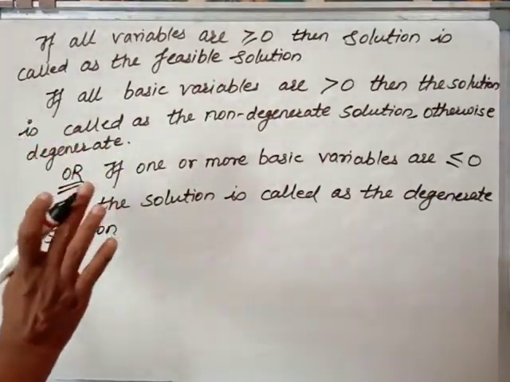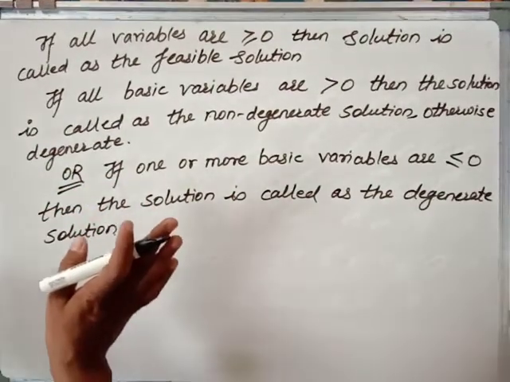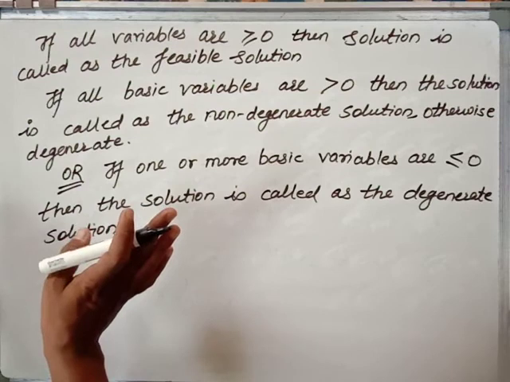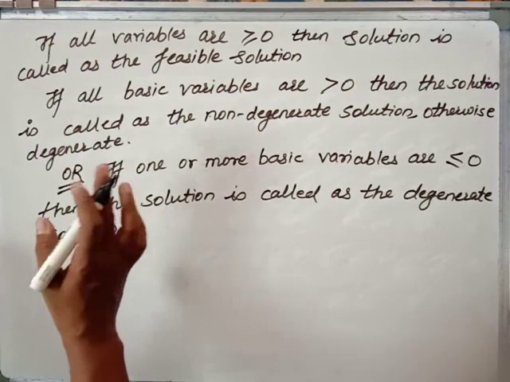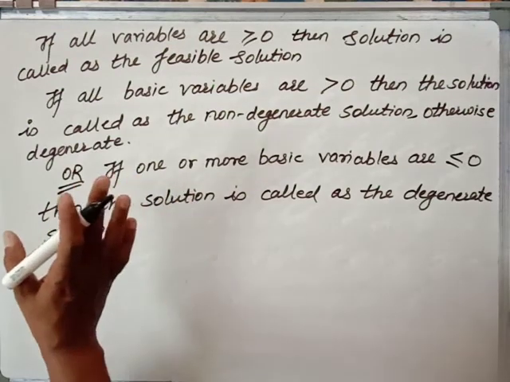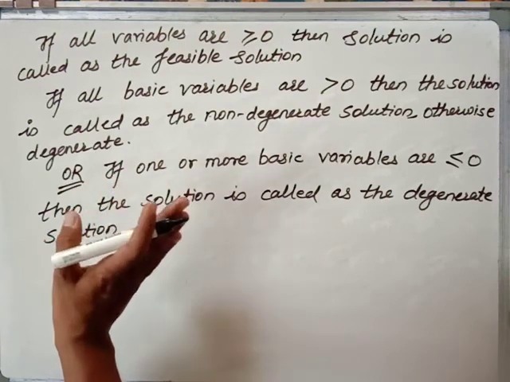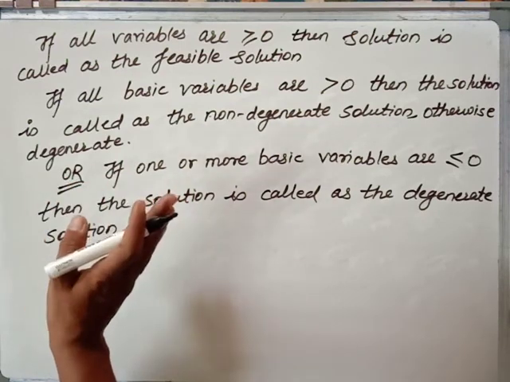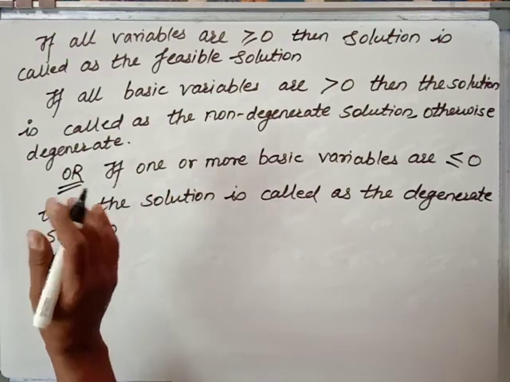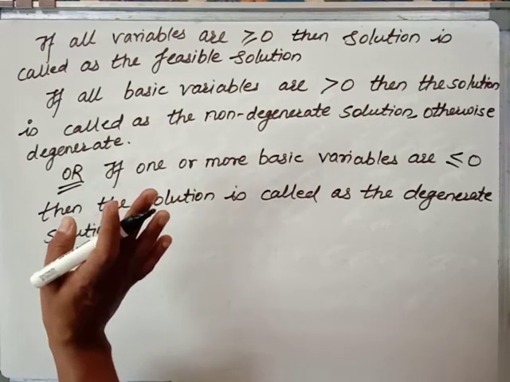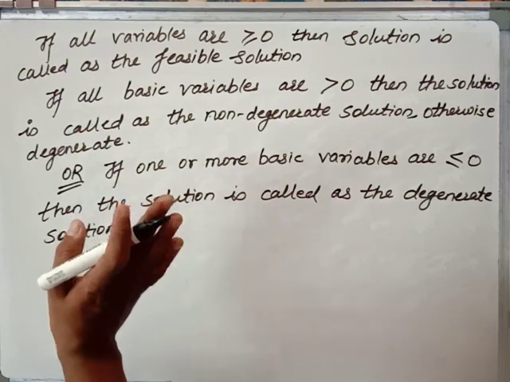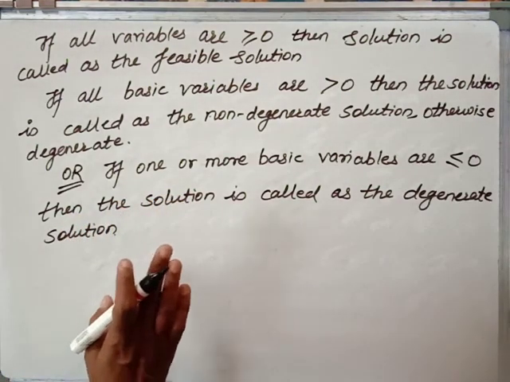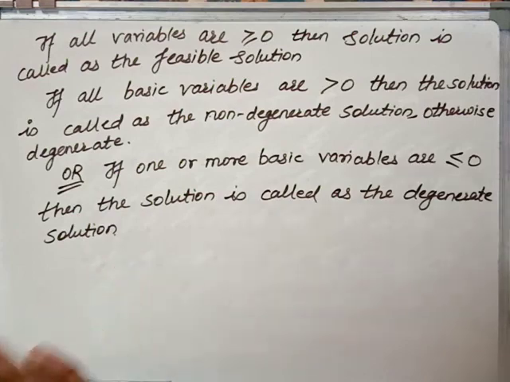Now, in the next video, we will see some problems to find a basic feasible solution from the given system with the help of this method: the number of variables, the number of equations, then setting n minus m variables to 0, and then finding the basic feasible solution if it exists, and we will also check whether it is degenerate or non-degenerate. Thank you.